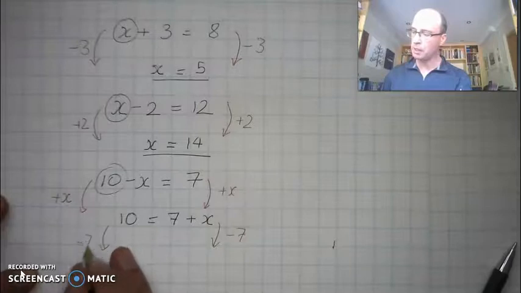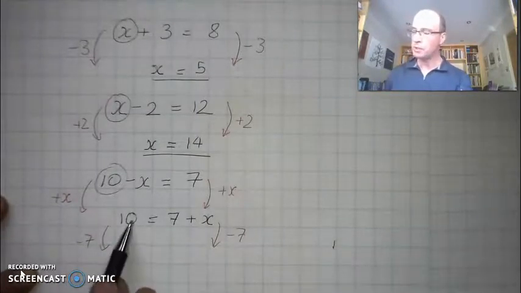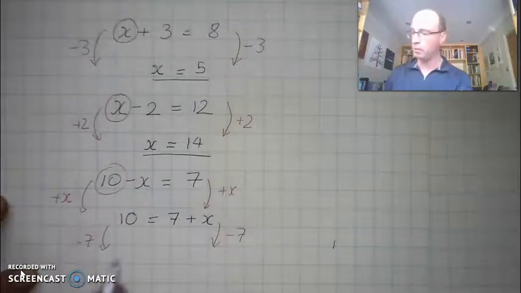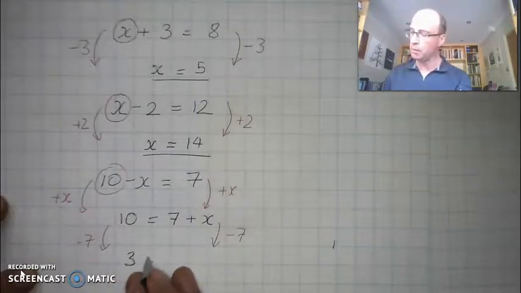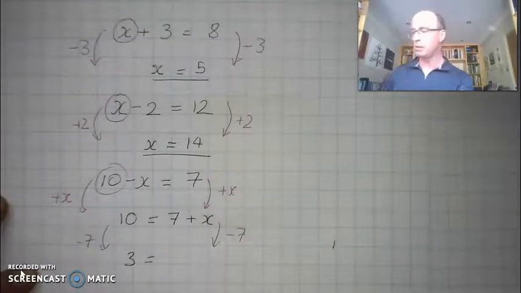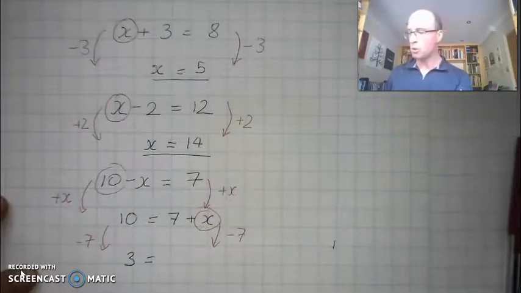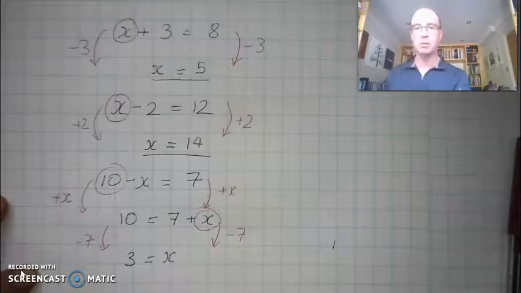So I'm going to take 7 away from both sides of my equation. On the left hand side I've got 10 and I'm taking away 7, that's going to give me 3. And on the right I've got 7, take away 7, so that's going to leave me with my x, which is why I took away 7 in the first place. So I've got 3 is equal to x.